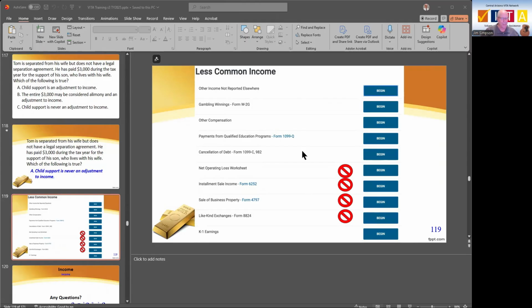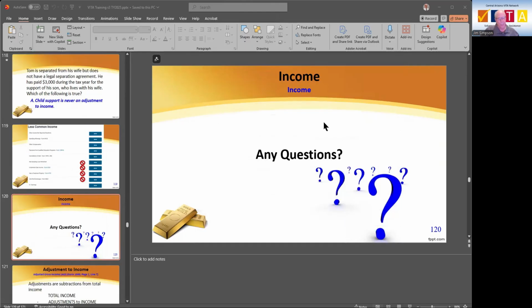Less common income. Let's see. Oh, here's where you would put in K-1 earnings, down here. I think alimony would come up here, other income not reported elsewhere. Okay, so there we go. I think we've covered income.